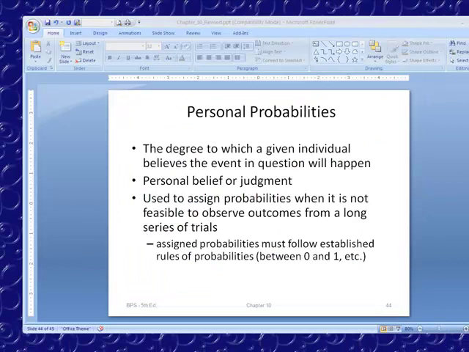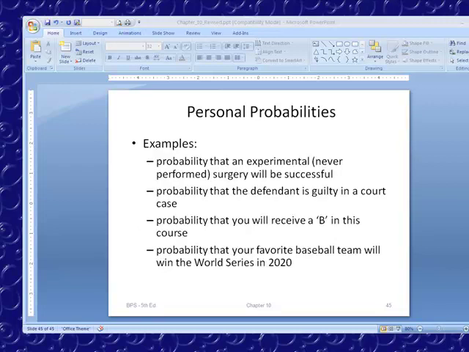And personal probabilities. It's the degree to which a given individual believes an event in question will happen. So it's a personal belief or judgment. It's used to assign probabilities when it's not feasible to observe outcomes for a long series of trials. So here are some examples of personal probabilities.